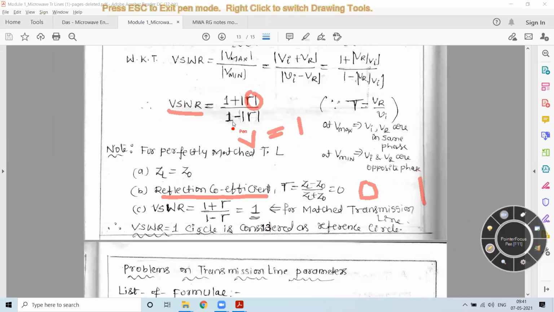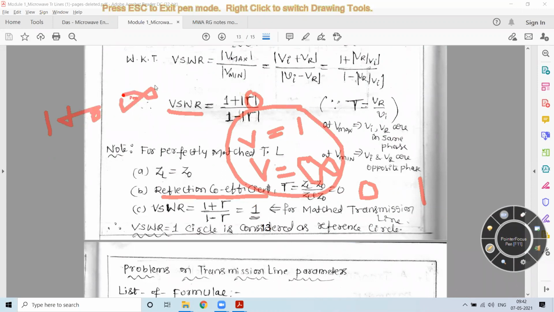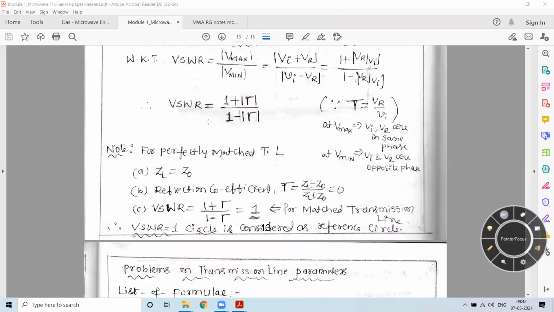And if I substitute the reflection coefficient equal to 1 in this equation, what will I be getting? 1 minus 1 is 0. So anything divided by 0 is what? Infinity. So here we have VSWR in the range of 1 to infinity.